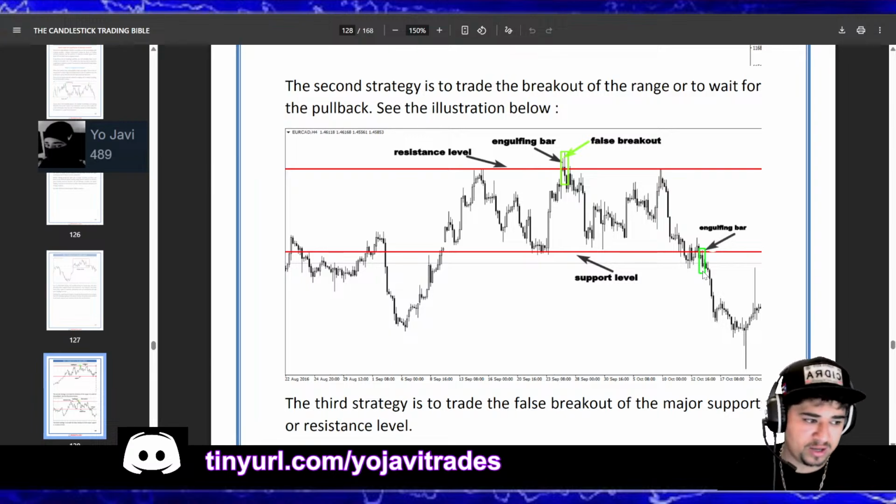The close will tell you. If it closed outside of it, you got a breakout. If it failed to close outside of it, then that's a false breakout. I hope that's making sense. So you're just waiting for the close. That's all you're doing. Wait for the close. The close will tell you what it is.